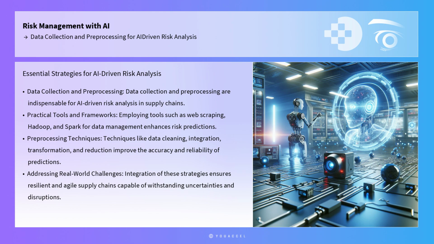In conclusion, data collection and preprocessing are indispensable for AI-driven risk analysis in supply chains. By employing practical tools and frameworks such as web scraping, Hadoop, and Spark for data management, and using preprocessing techniques like data cleaning, integration, transformation, and reduction, supply chain analysts can enhance the accuracy and reliability of their risk predictions. The integration of these strategies not only addresses real-world challenges, but also empowers professionals to harness AI effectively, ensuring resilient and agile supply chains capable of withstanding uncertainties and disruptions.